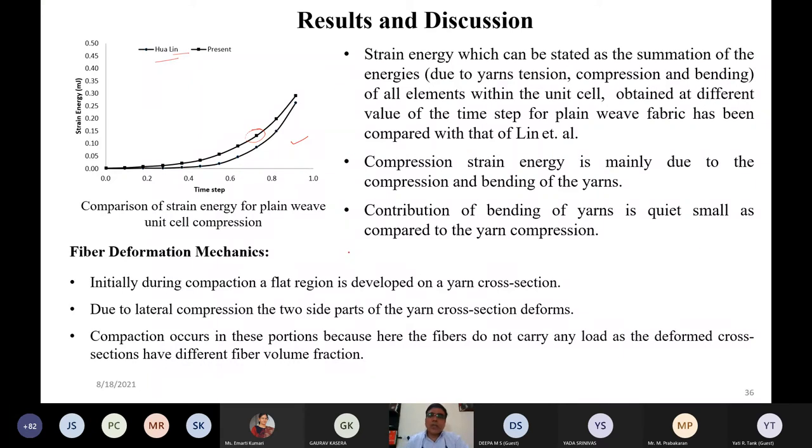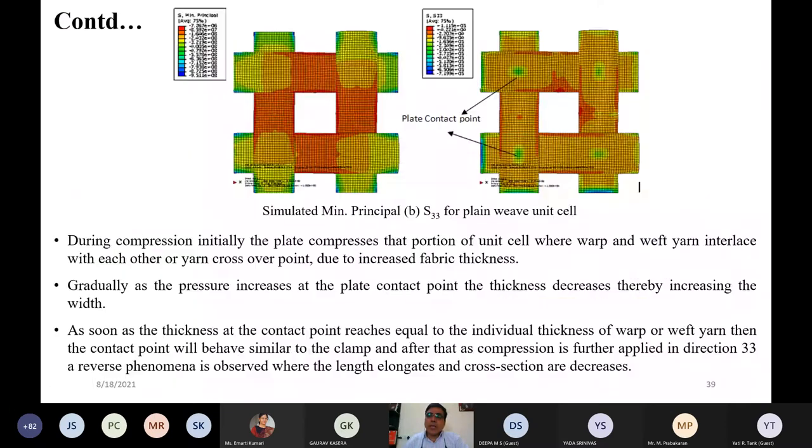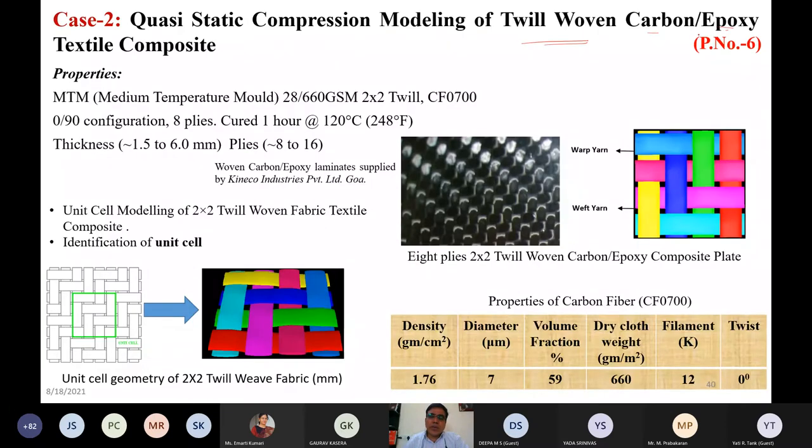Second category: again quasi-static compression modeling for this plain woven laminate. This time it is carbon and epoxy. We could definitely get this carbon epoxy laminate from the vendor, and we tried to model it. In this case also, how many plies? 8 plies. We were trying to be equivalent to what was there experimentally and what results would be there. So this is again a modeling practice only.